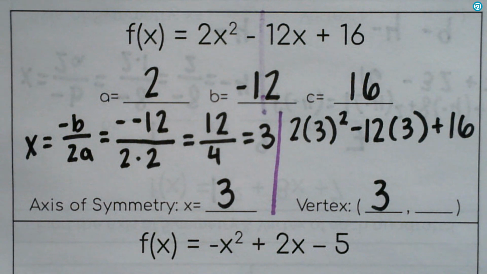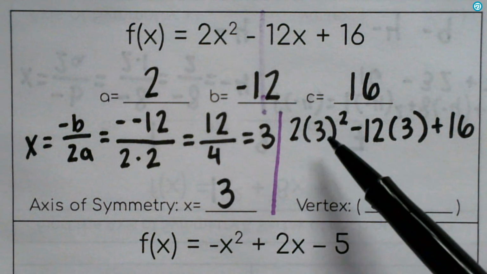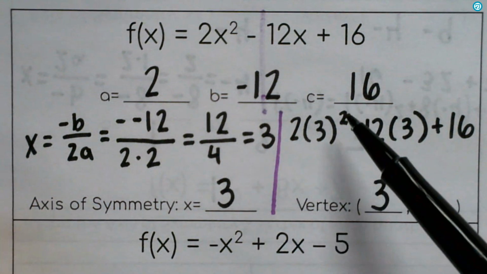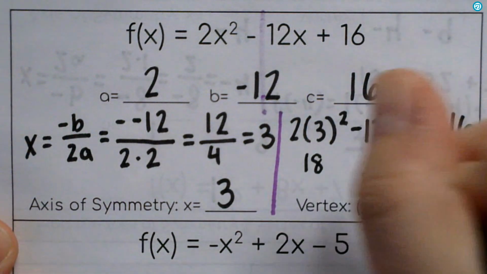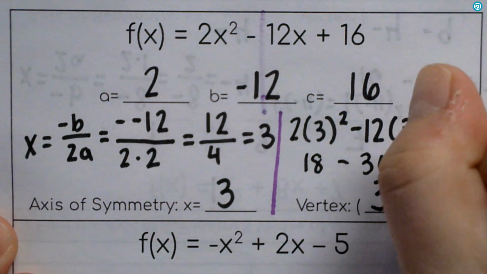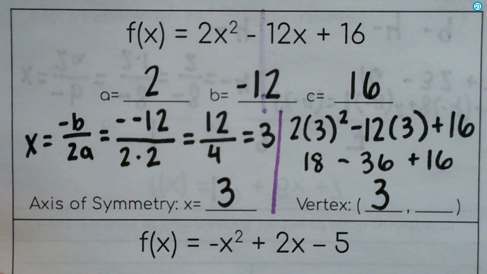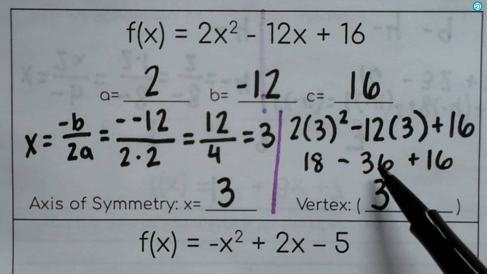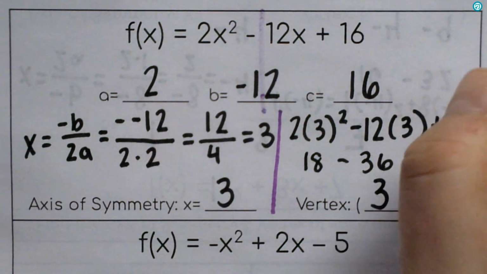You can do it by hand or in your calculator. I'm going to do both. You only have to do one. If you want to do both to check yourself, that would be a good idea. If you're going to do it by hand, you have to do your exponents first. So 3 squared is 9. 2 times 9 is 18. Minus 12 times 3 would be 36. And then plus 16. So working this out by hand, 18 minus 36 is negative 18. Negative 18 plus 16 is negative 2.